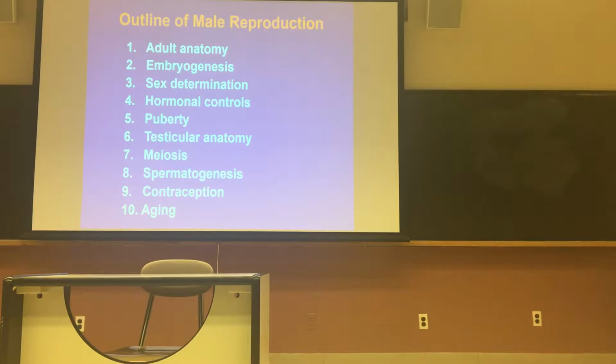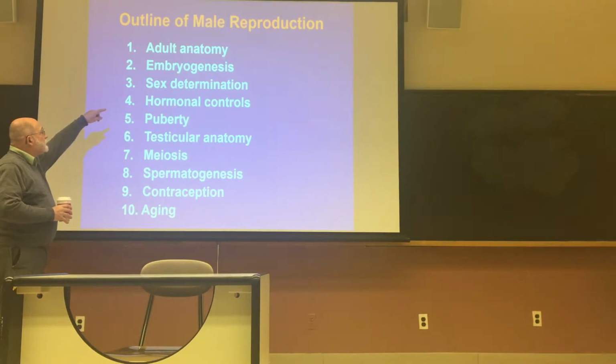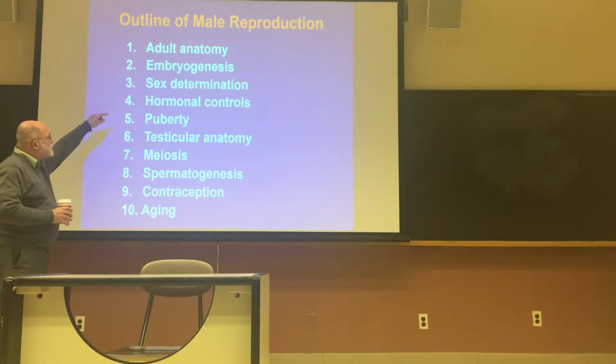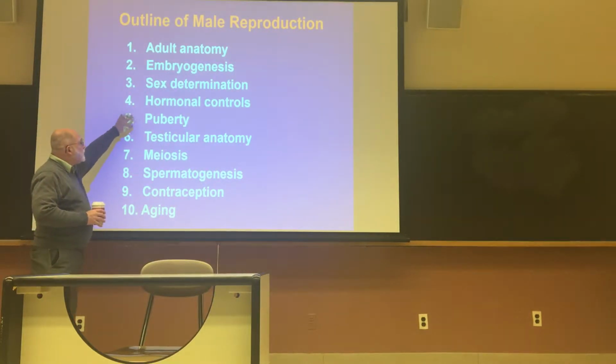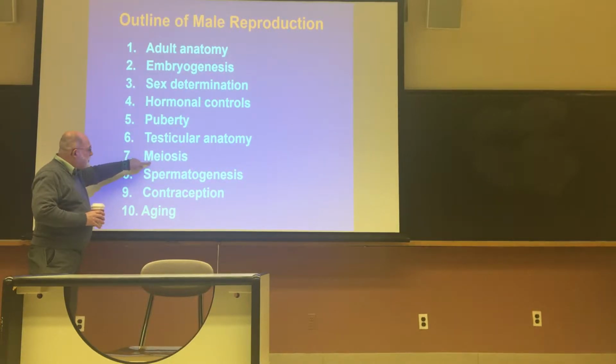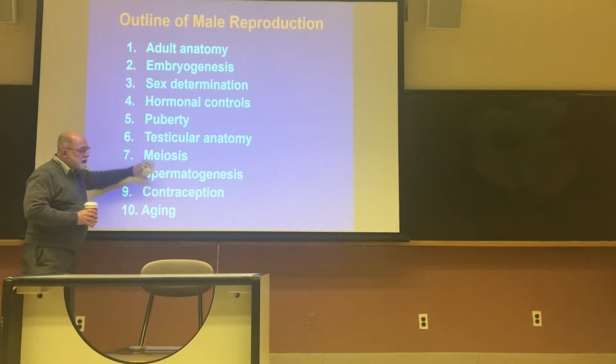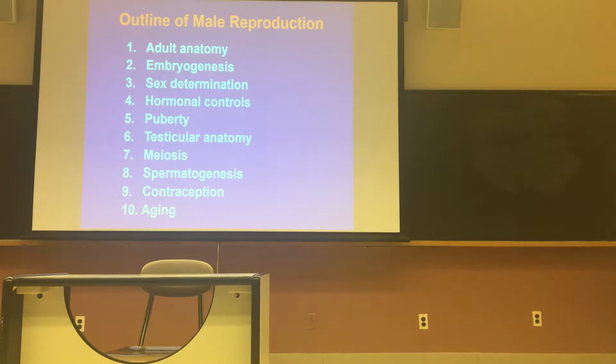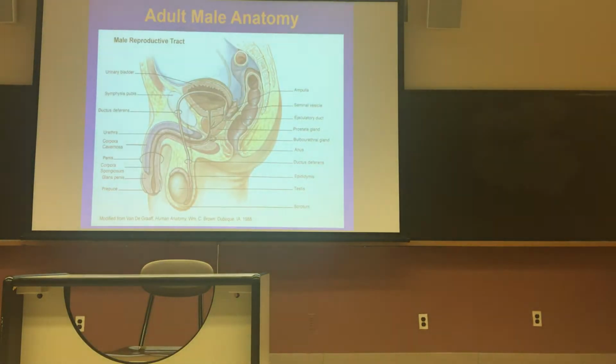And so this is the kind of the outline. We're a little bit on adult anatomy. I'm going to skip over embryogenesis and sex determination, hormonal controls, and puberty to get down to testicular anatomy, meiosis, and spermatogenesis, because that's germ cell production. And we'll come back to the developmental stuff later.